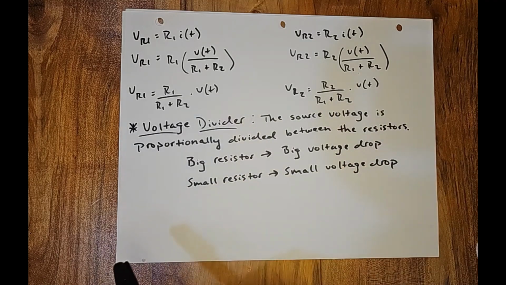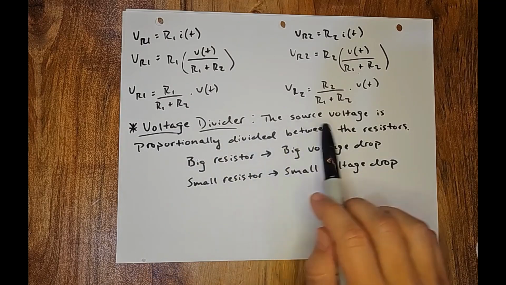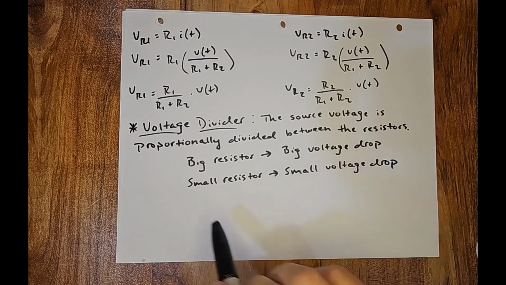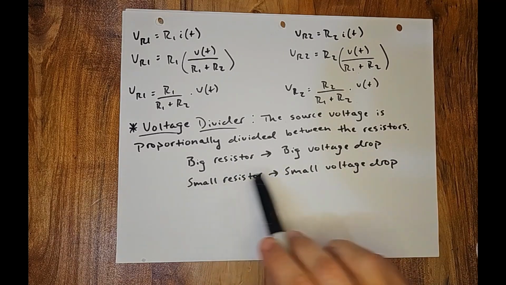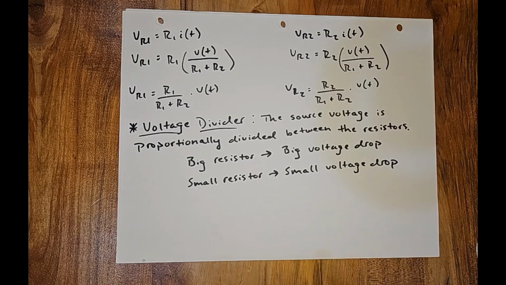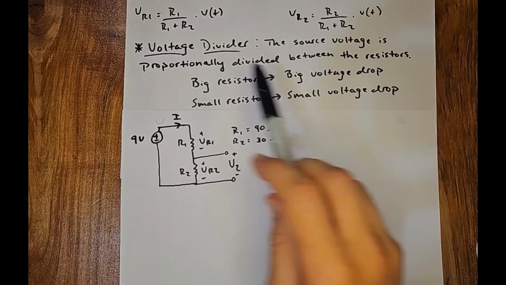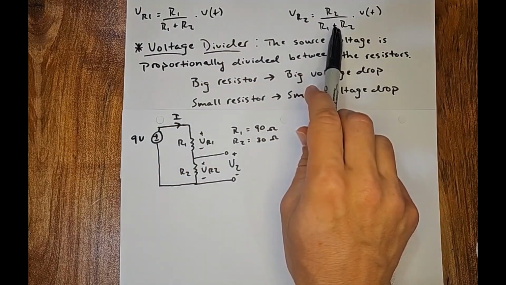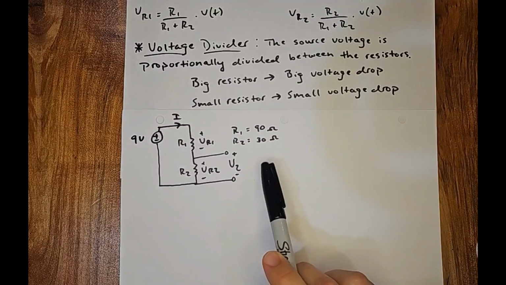And that is a voltage divider, which the voltage divider I wrote out is just as the source voltage is proportionally divided between the resistors. The bigger the resistor, the bigger its voltage drop. The smaller the resistor, the smaller the voltage drop. All right, so now that I got some of that information moved up out of the way, this right here is the real meat and potatoes of what we need. So now let's use that information to solve this problem.